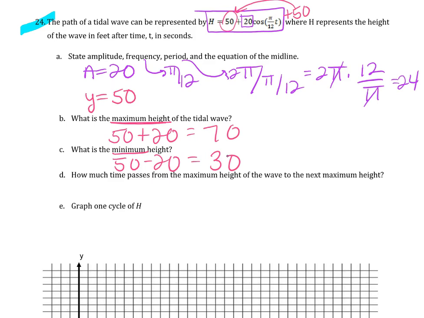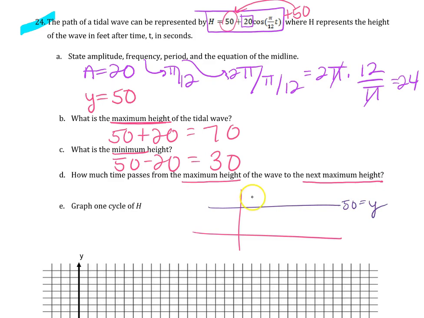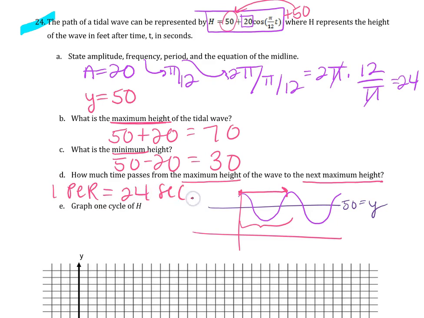Now, how much time passes between the maximum height of one wave to the next maximum height? From one max to the next max. So roughly sketching here, let's pretend this is y equals 50. You gotta imagine we're looking something like this. So in order to get from one max point to the next max point, that would be the length of one period. So one period is equal to 24 seconds.